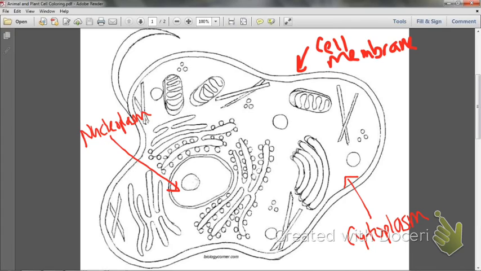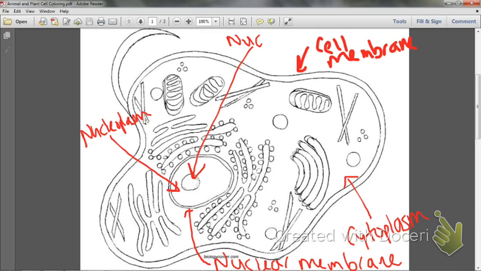The nuclear membrane, or the nuclear envelope, is what surrounds our nucleus. So this is going to be the little rim around the nucleus that you can see here. So that little rim is called the nuclear membrane. Next, we need to label the nucleolus. This is where ribosomes are produced, and this is found inside of the nucleus. So this is going to be this circle inside of our nucleus here. This is the nucleolus.